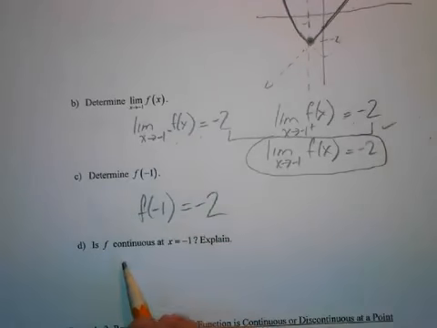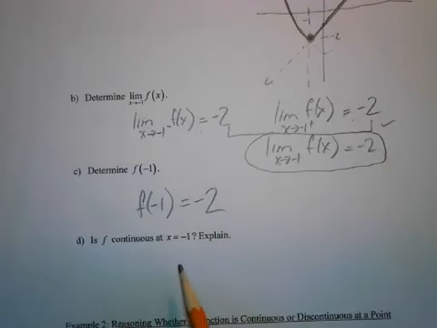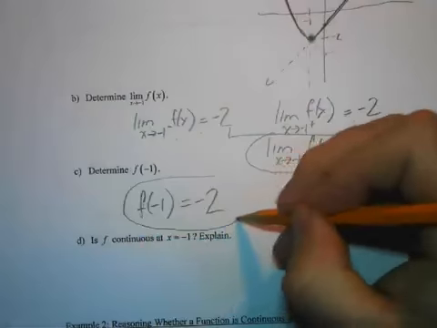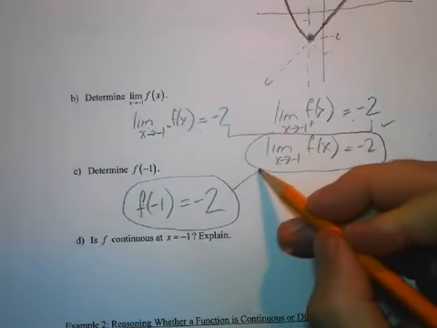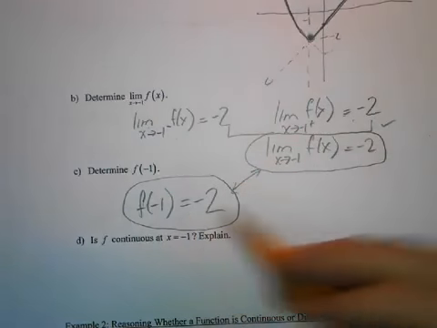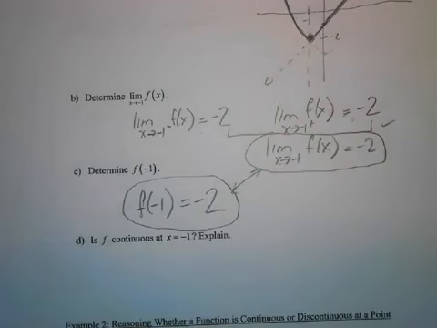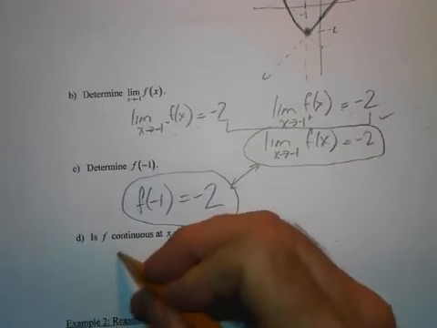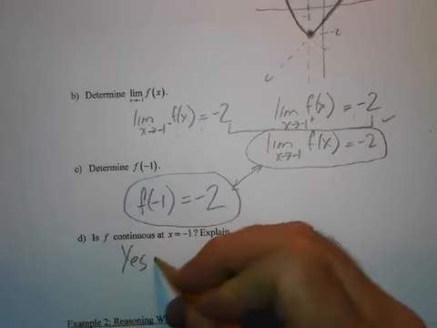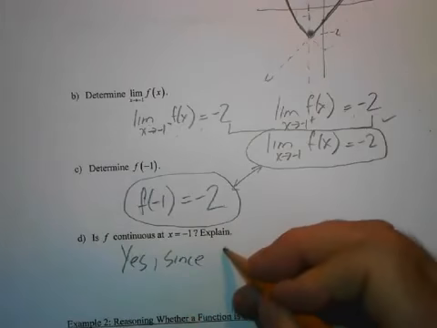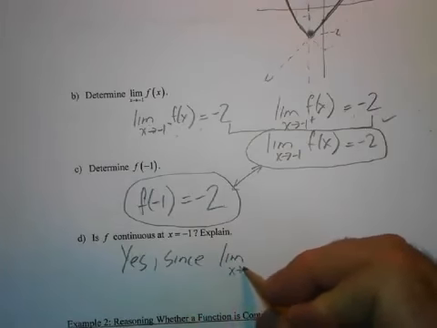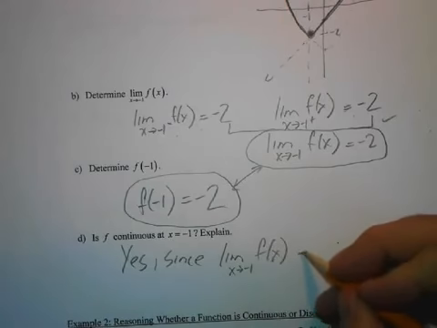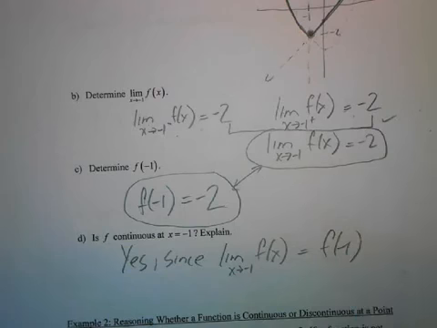Okay, and then it says, is f continuous at x equals -1? And since this value of the function is equal to the limit as the function approaches x equals -1 from both sides, since these are the same value, then it is continuous. So therefore, yes, since the limit as x approaches -1 of f of x is equal to f of -1.